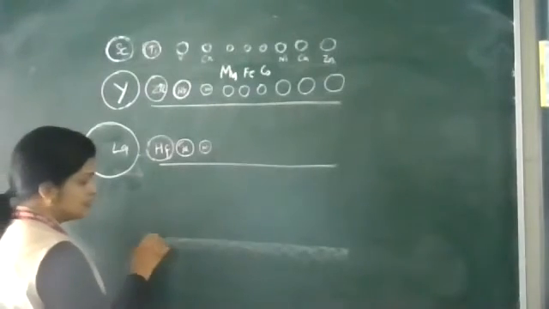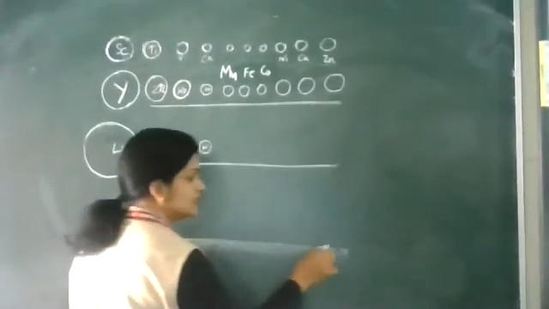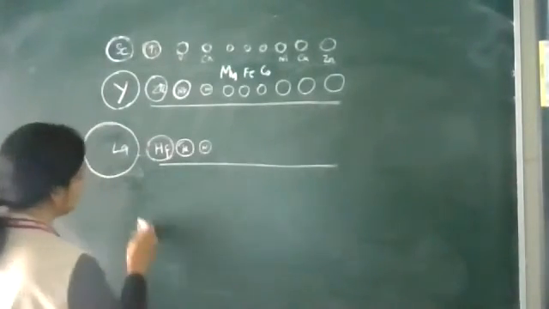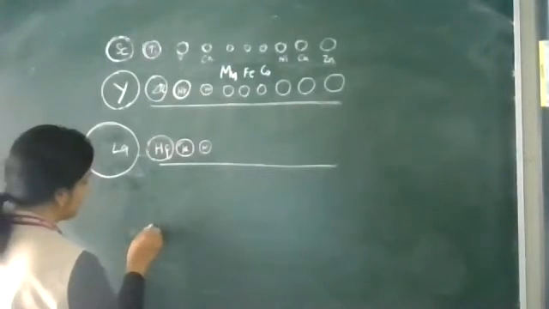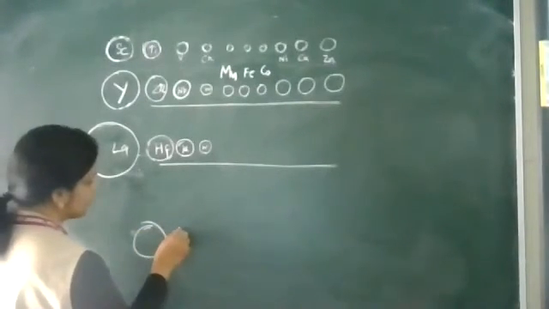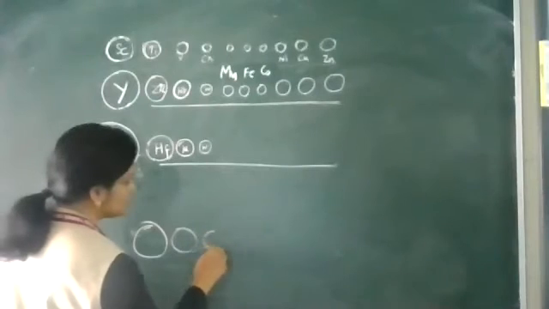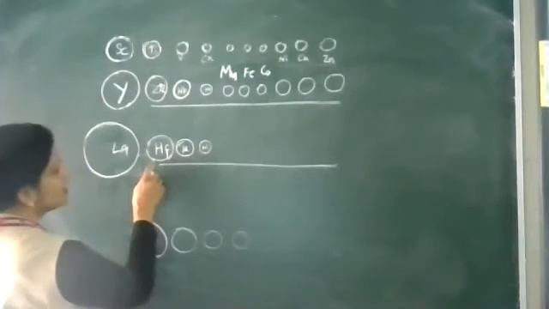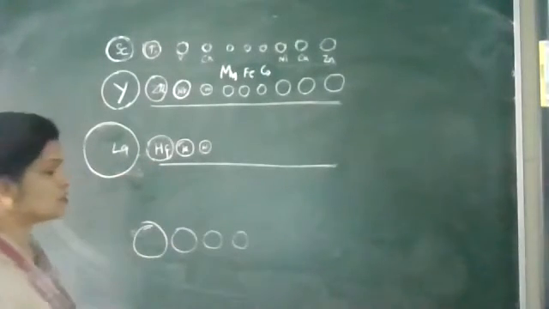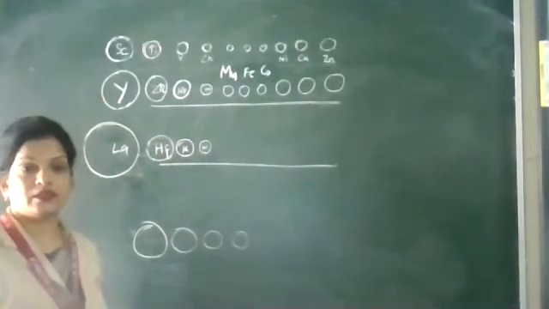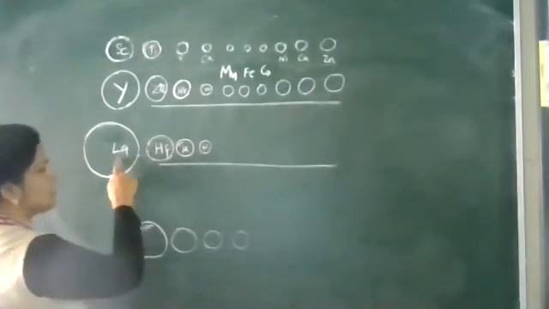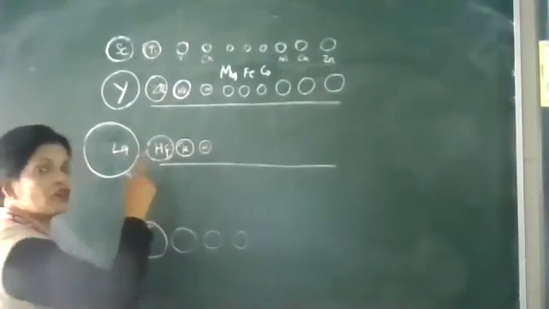Here the size is decreasing. From lanthanum, the next element has a smaller size, and the next, and the next, like that. When we reach here, hafnium has got only this much size. So there is a big difference in the size between lanthanum and hafnium, because in between 14 elements are coming.